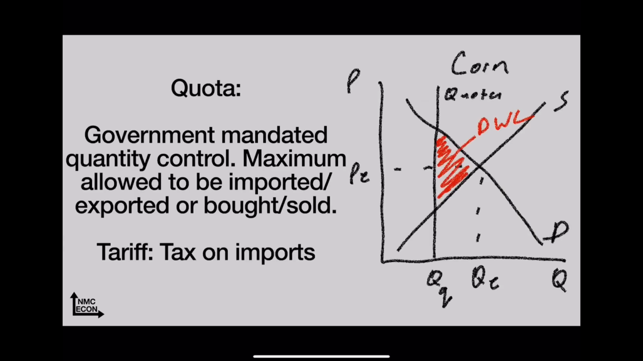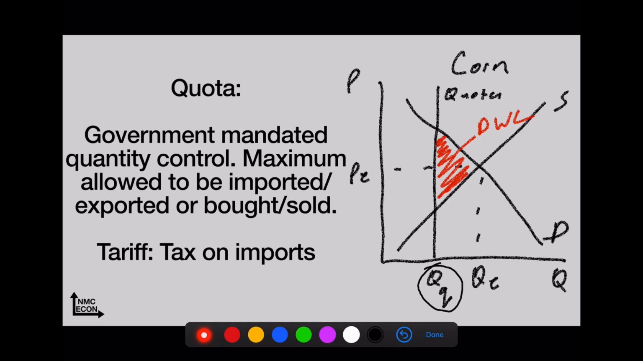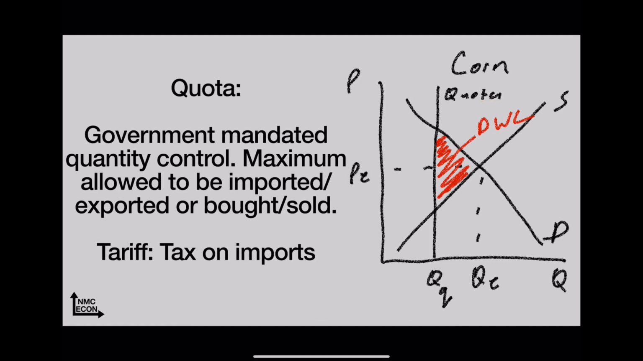Quotas and tariffs. These are government-mandated quantity controls. Quota. Maximum allowed to be imported, exported, or bought or sold. That's what a quota is. You can see it here, and rather than the y-axis, we're really now concerned with the x-axis, unlike the price controls. So Q sub Q, that's our quota. It's a vertical line straight up, and I've got it labeled here quota, and it's creating deadweight loss because it's limiting quantity. We want to be at QE, but we can't because of this quota. A tariff, it's basically just a tax on imported goods.